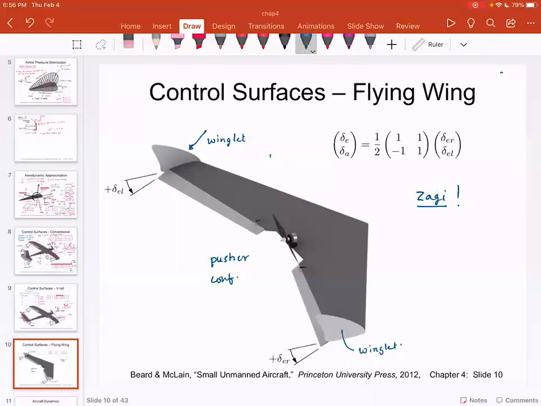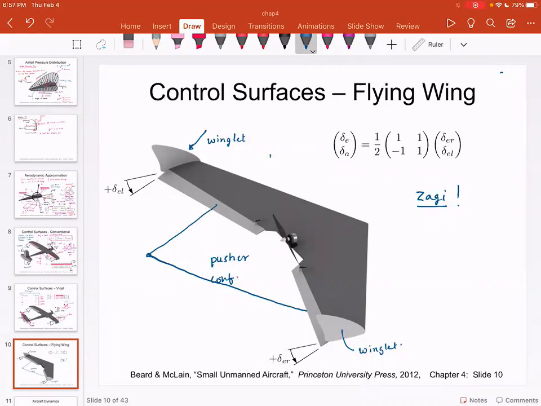Winglets are needed for the stability of this airframe. And now what I want you to understand is that the Zagi airplane only has two control surfaces. So this is one control surface and this is the other control surface.